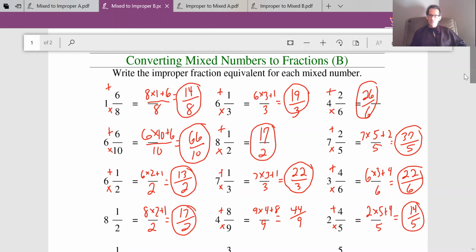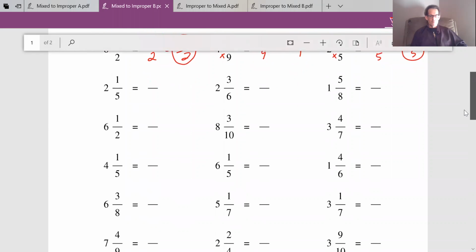Let's scroll down and look at a few more of these. So here we have 2 1/5 or 2.20. So if I want to convert this, I'm going to multiply the denominator times the whole number and add the numerator. So I have 2 times 5 plus 1 over 5. So 2 times 5 is 10, plus 1 is 11/5.